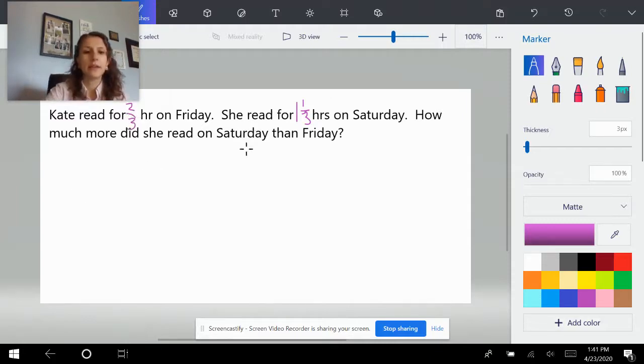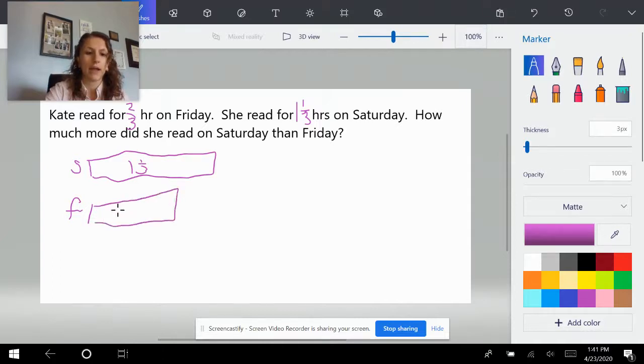It is a comparison problem because I want to know how much more. So I would have 2 tape diagrams. Here's my Saturday, which was 1 1/3 hours. I can tell that this is a larger value because 1 1/3 is greater than 2/3, so I'm going to signify that in my tape diagrams as well. I'm trying to figure out how much this little piece right here is, how much more. My 1 1/3 is my largest value, so that would be my total. It did not say anything about equal parts, so I would have to subtract.